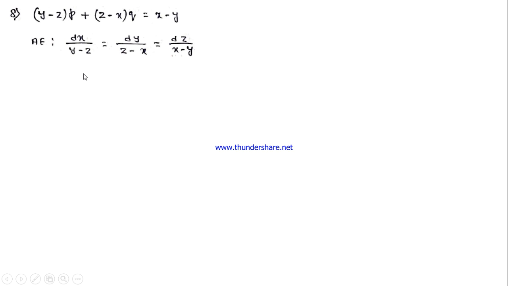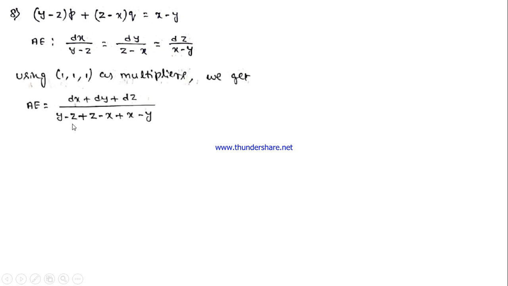Write your auxiliary equation. But you can note that we can't find even a single function u directly by completing any two ratios. So what can be done here? Choose the multipliers, no other options. Now observe the denominator carefully. If I just add them directly, plus y minus y cancels, minus z plus z cancels, minus x plus x cancels, which means my first set of multipliers here is 1, 1 and 1. That makes the denominator 0, and look at the numerator.